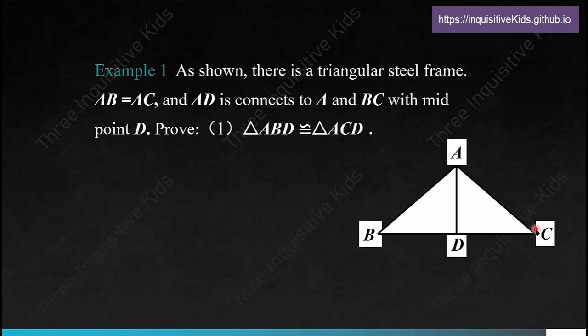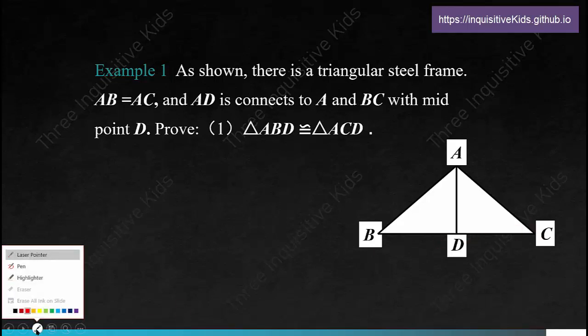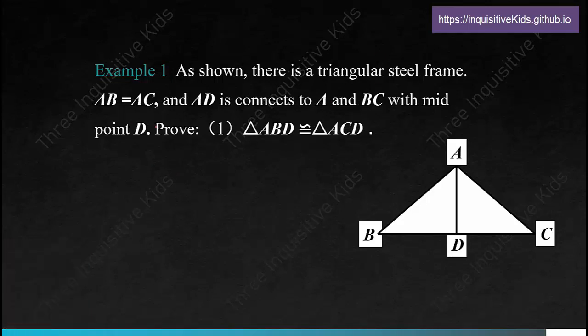Now, let's do example 1. As shown, there is a triangular steel frame. AB is equal to AC. So let me mark the conditions as we read them. AB is equal to AC. AD connects A and BC with midpoint D. So what does this mean? It means that BD is equal to DC because D is the midpoint right here. And it also means that AD is actually the angle bisector of angle A.